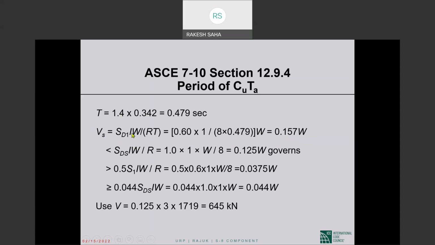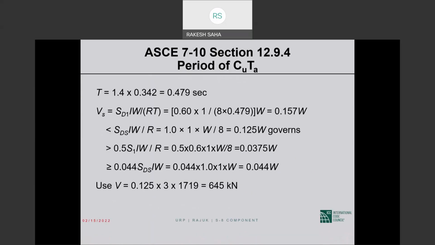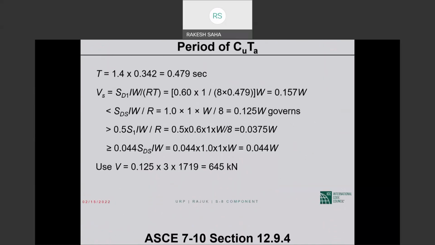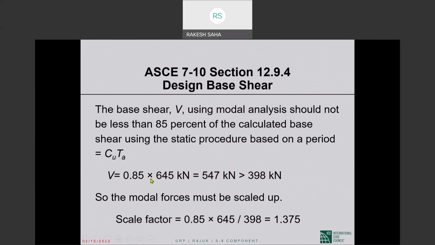157W by that formula. The upper bound is 0.125W, so that governs. The minimums do not govern. Okay, so our static base shear is 0.125 times the 5157 number, which is 645 kilonewtons. So we have 645 kilonewtons of static base shear.